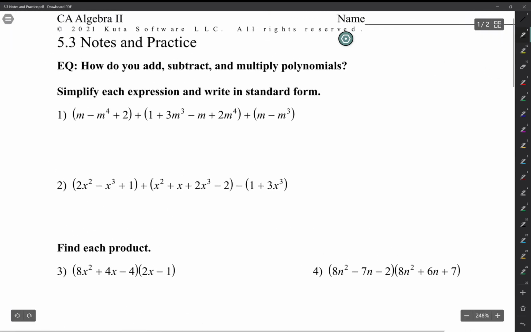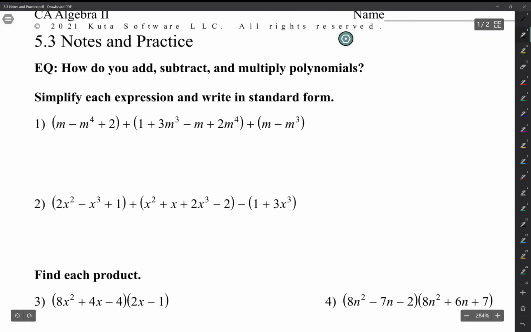So, how do you add, subtract, multiply polynomials? This should be pretty easy stuff here, mainly review, so hopefully this one's nice for you. So simplify each expression, write in standard form. We'll talk a little bit about that in a bit.